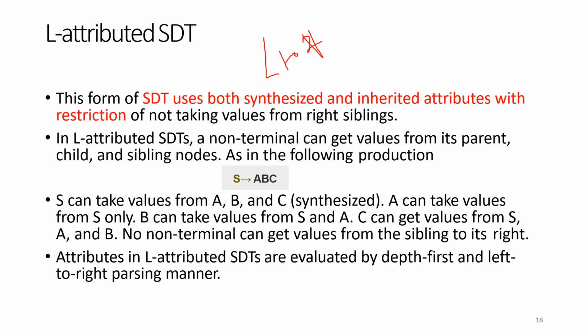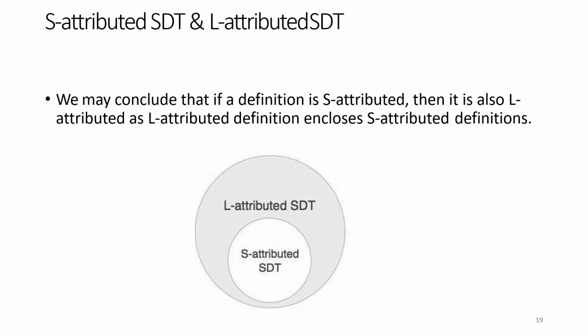So in this L attributed SDT, a non-terminal can get values from its parent, child and sibling nodes, but it should not take values from its right sibling, only from the left sibling. So this is the diagram for S attributed SDT and L attributed SDT, because L attributed SDT has both synthesized and inherited attributes.